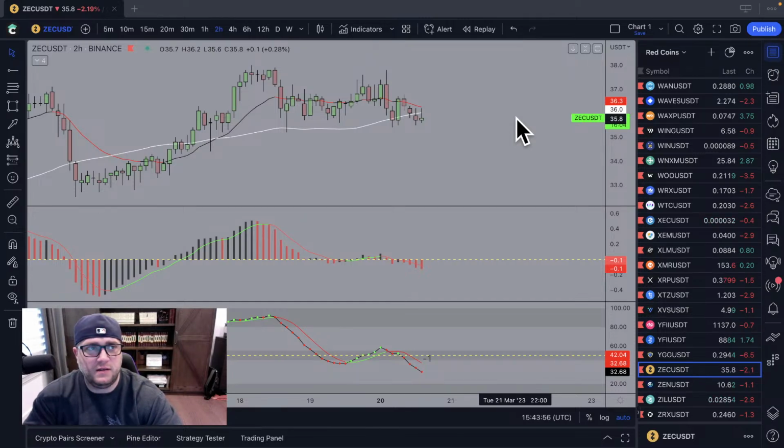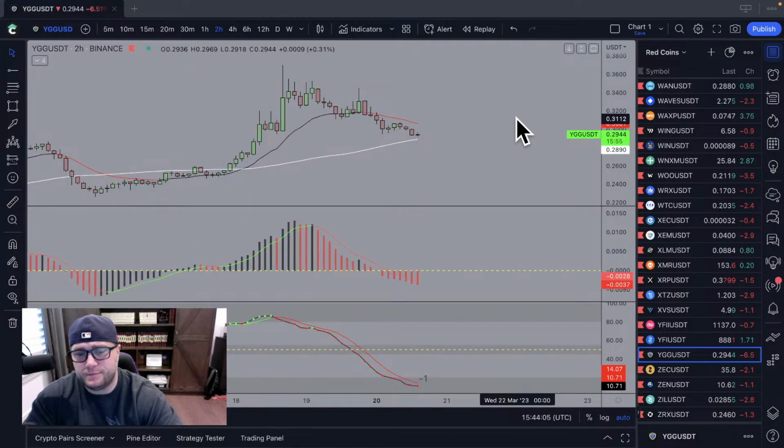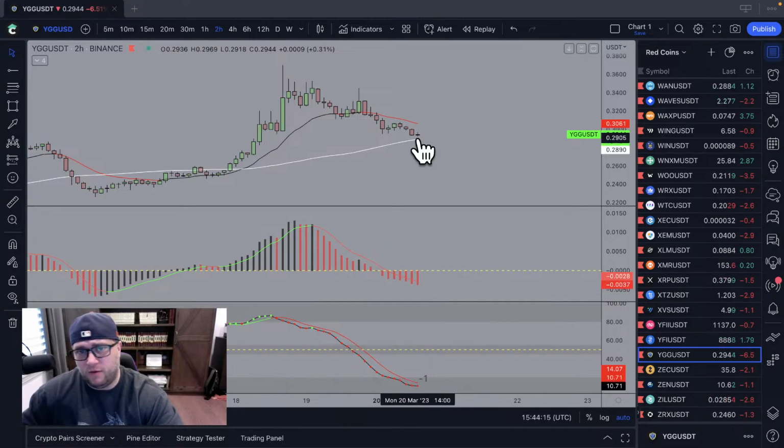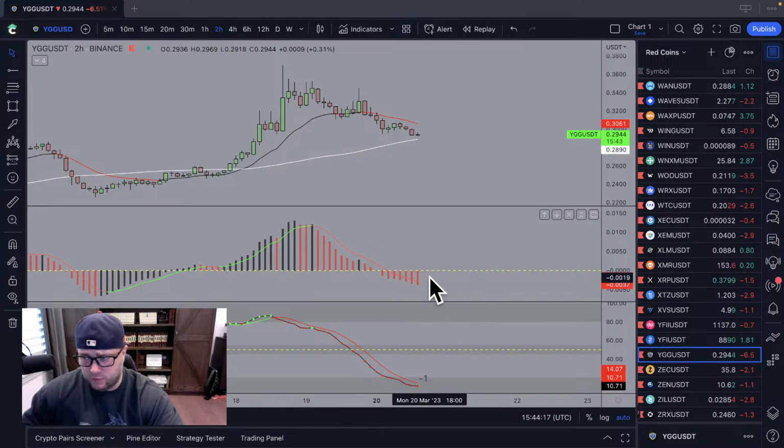Zcash or ZEC, I think it's Zcash. Zcash is another one. It pumped up on you. You know it's not staying there because of the momentum. Here's YGG. See, YGG is between the two moving averages. We're in the gray zone already, which is really good. Wait for that thing to turn green. And this one, both of them turn green, and go long.